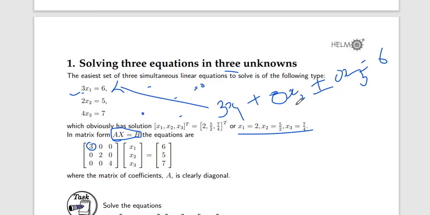Okay, so what is the coefficient of x2? 0. Coefficient of x3? 0. Okay, and first x is equal to x1, and next equation. Okay, what is the coefficient of x1? 0. What is the coefficient of x2? 2. What is the coefficient of x3? 0. Okay, x1 and x3 coefficient is 0, and in third equation x1 and x2 coefficient is 0, 0, 0, and x3 coefficient is 4.